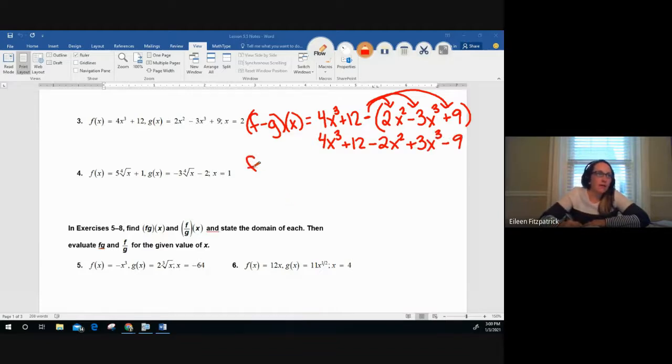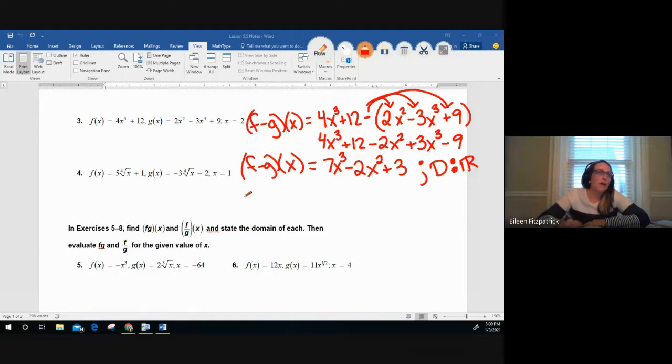So combining like terms leaves me with f minus g of x as 4 plus 3 is going to give you 7x cubed, then minus 2x squared, then plus 3. And your domain here is still all real numbers.